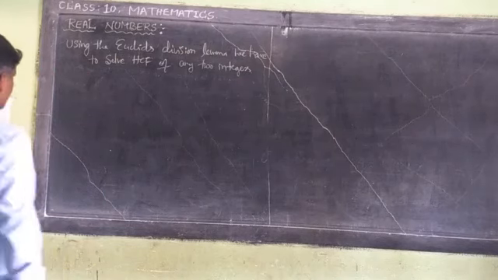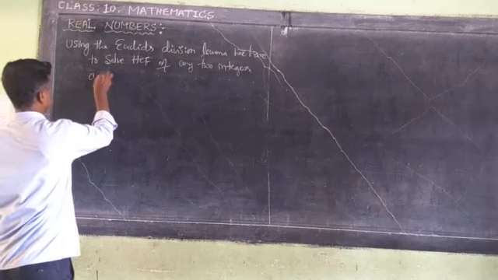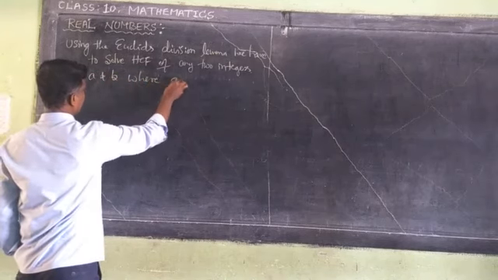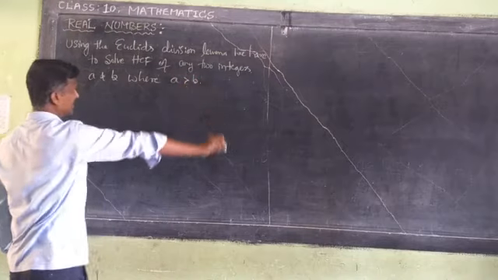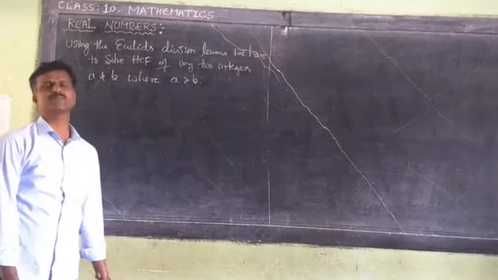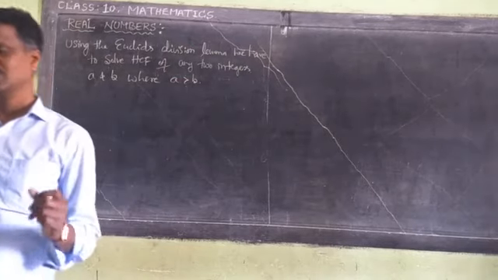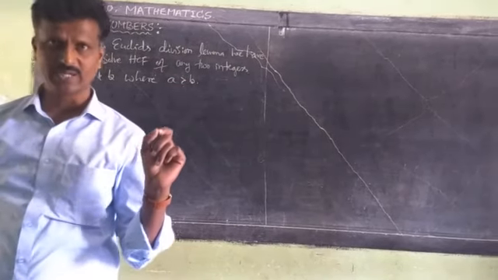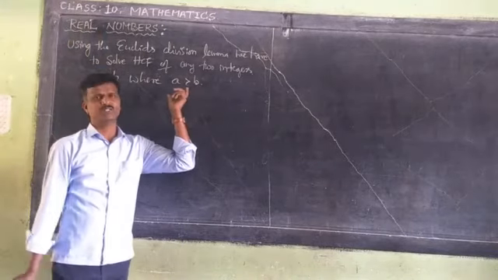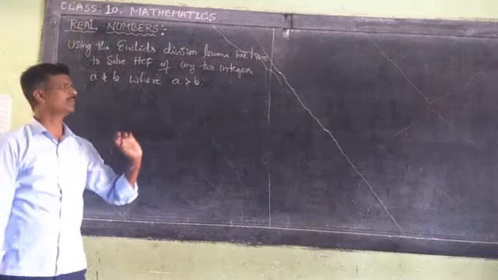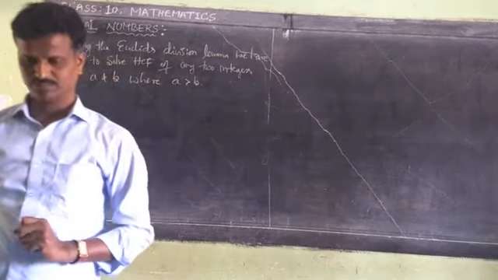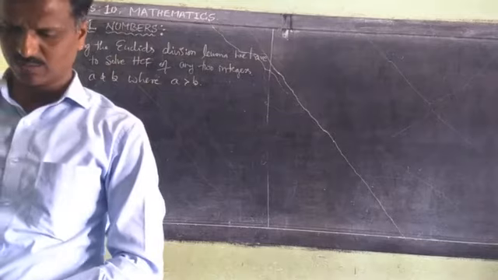Any two integers a and b, where a is greater than b. We can consider the greater number as a and the smaller number as b. You have to find the HCF of the two numbers a and b. Now, what are the steps we follow?